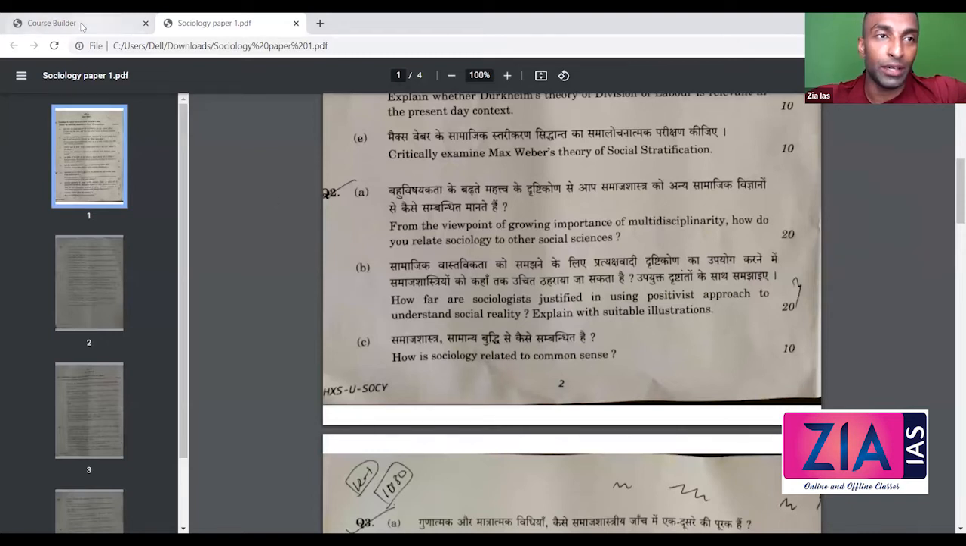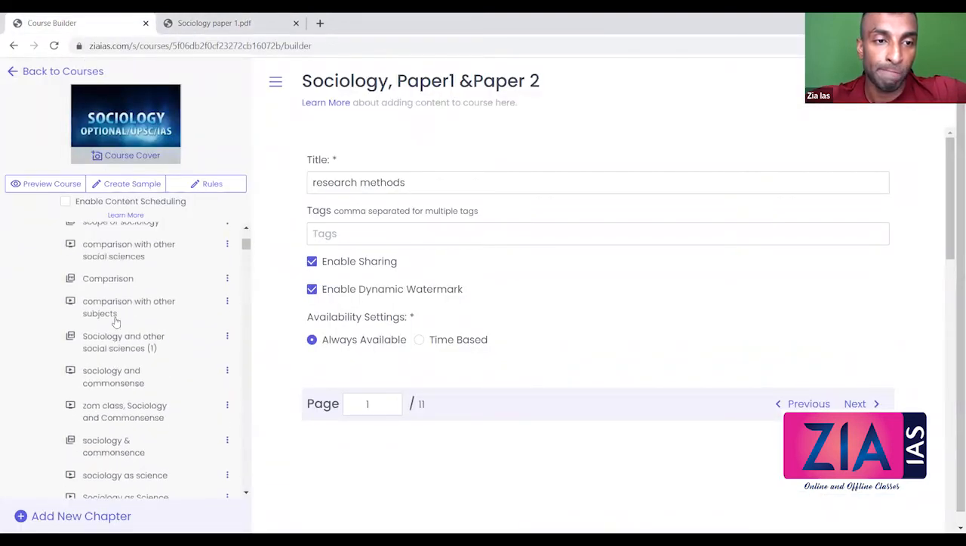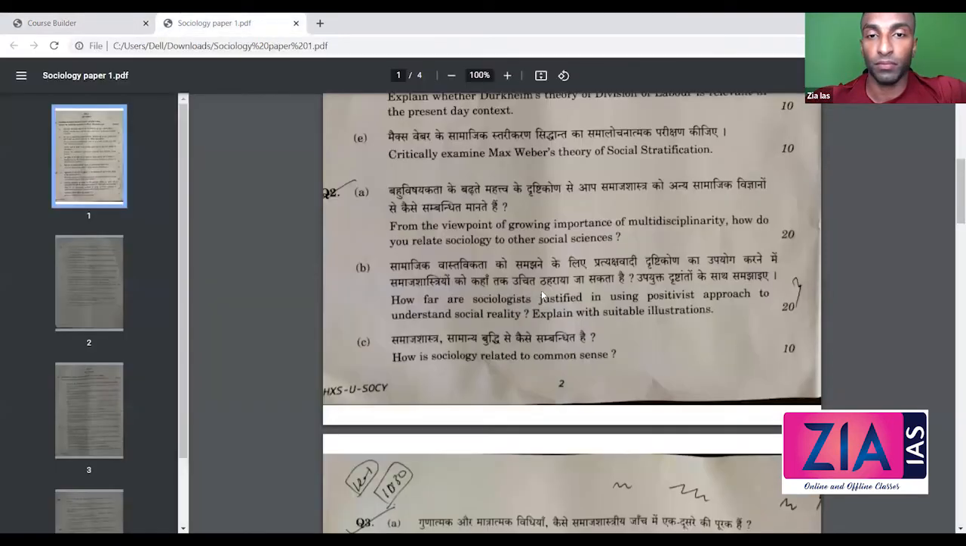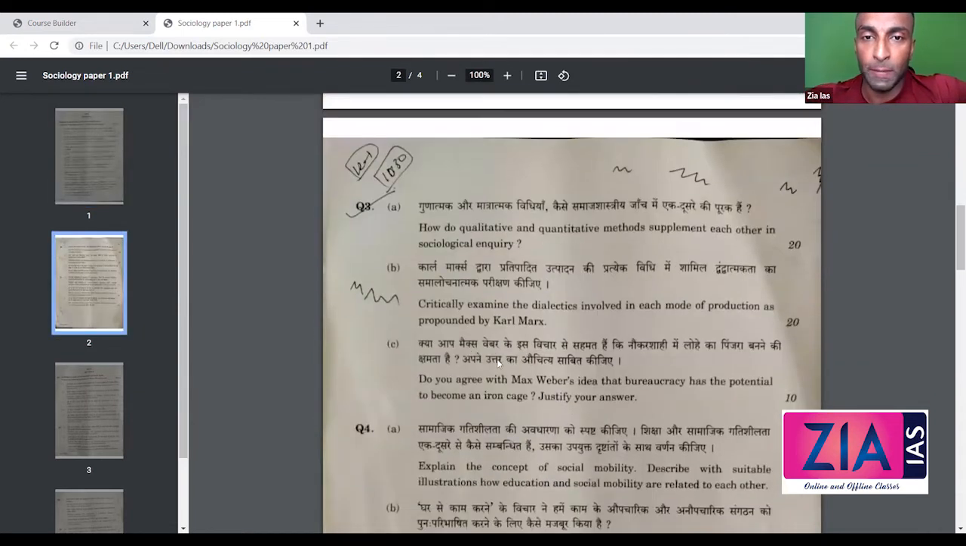How is sociology related to common sense? Sociology and common sense, right? So here you'll get it. So that question is also answered, guys. This is a very good one, and I should be getting a very good score in this. I should not face any problem in this particular question as well. So I'm done with that.